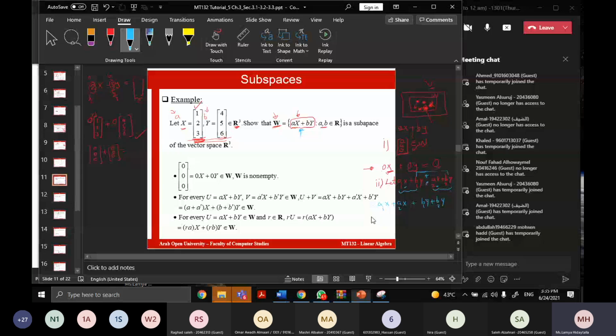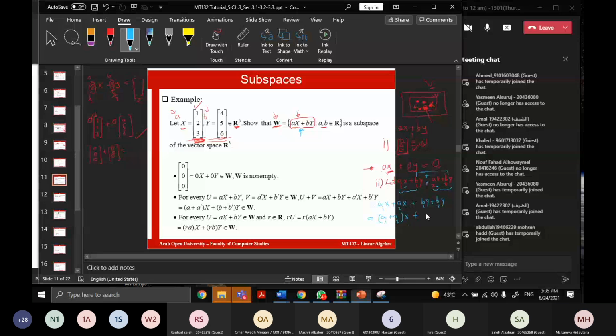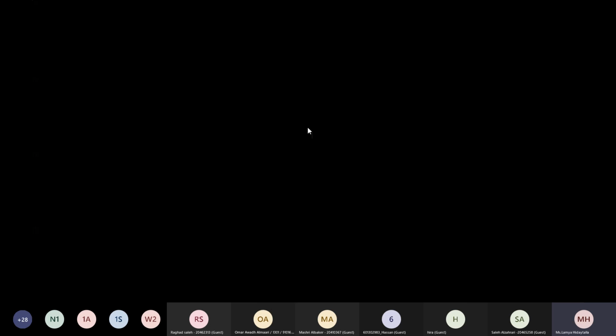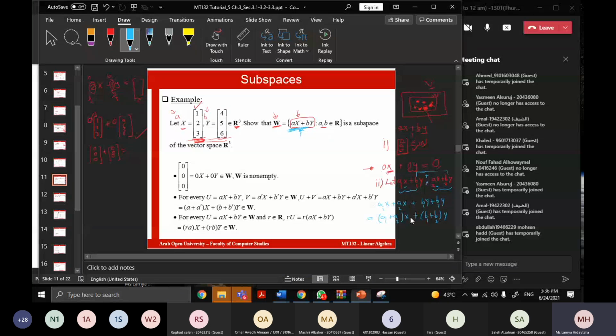And this I can write as equal to, taking x as a common factor, A1 plus A2 multiplied by x, plus, also taking y as a common factor, B1 plus B2 times y. Correct? Does it look like the elements of the space or not? Yes, it looks like that.